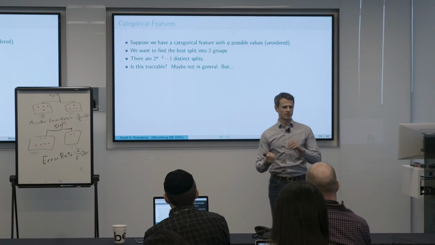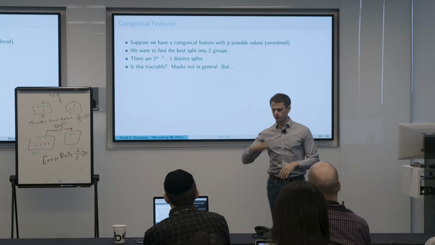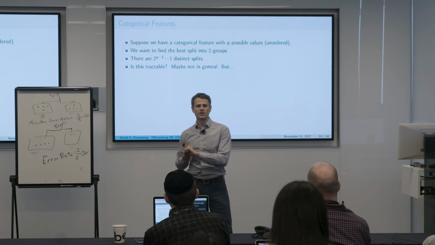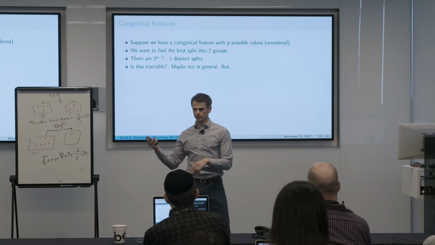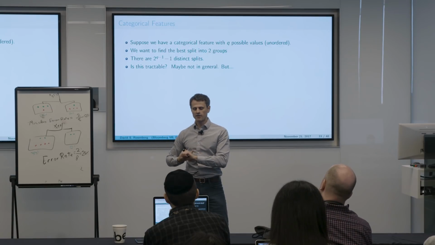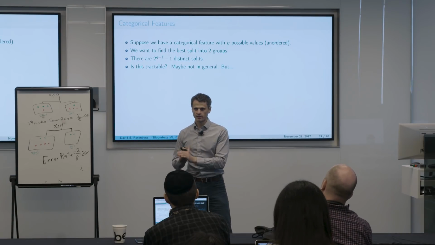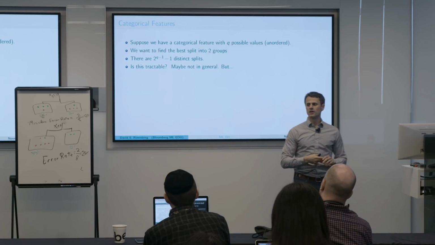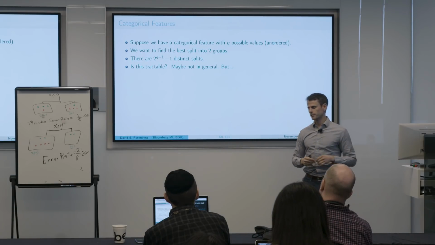So suppose it's red, green, and brown. So you go to the red category, and you say, what fraction of my training examples that have red for that feature have class 1? What fraction have class 1 for green? What fraction have class 1 for brown? What fraction have class 1 for blue? And you assign a number to each category.